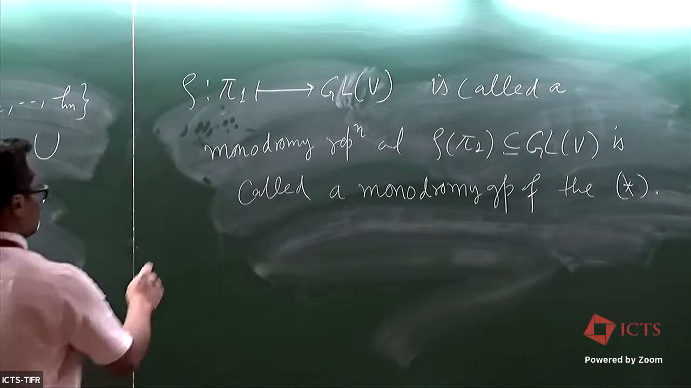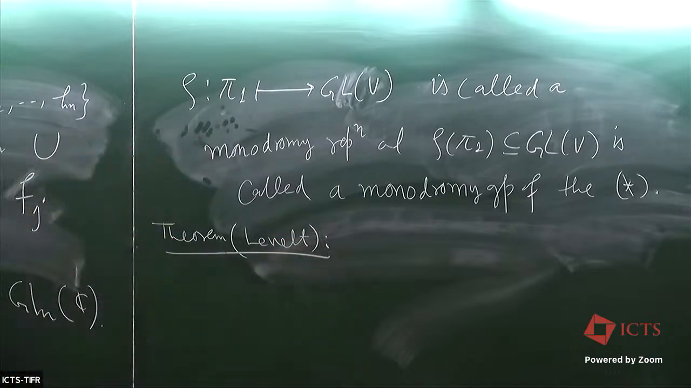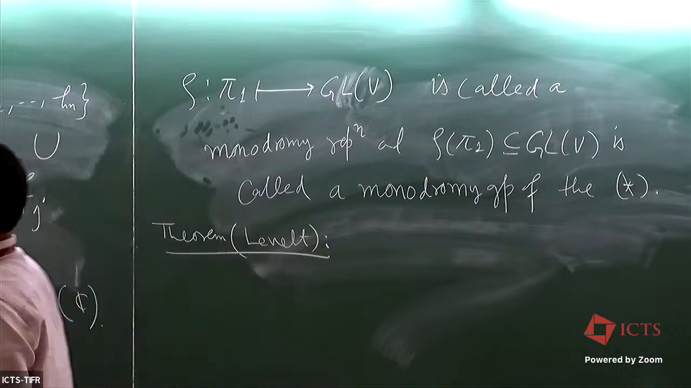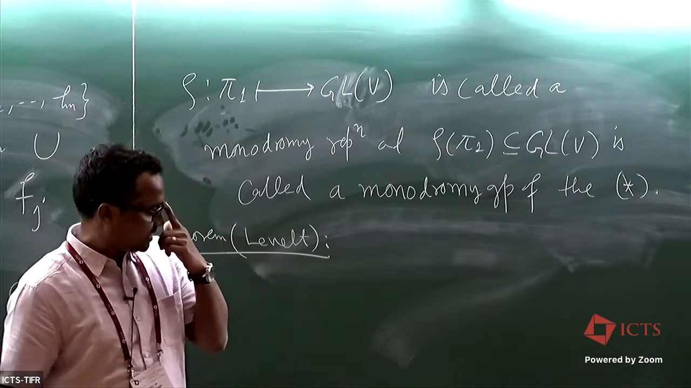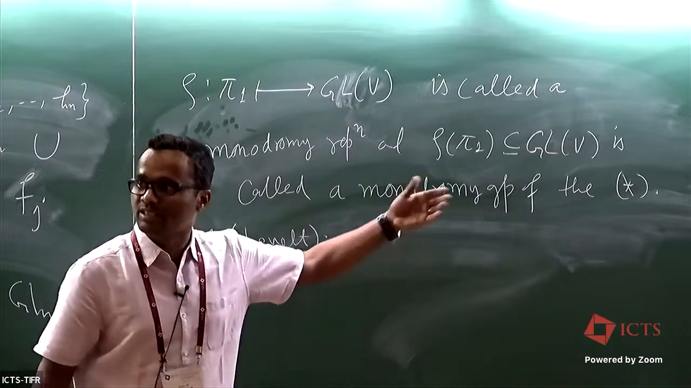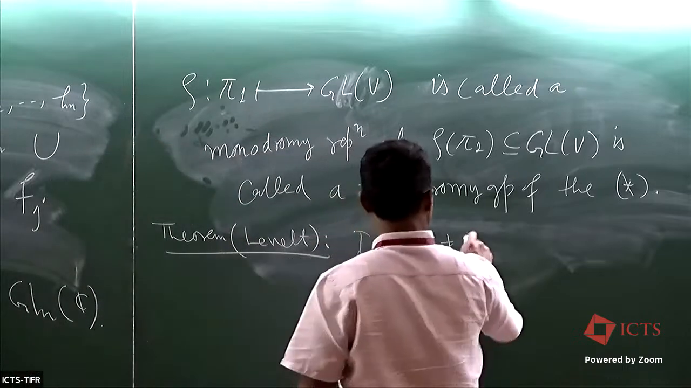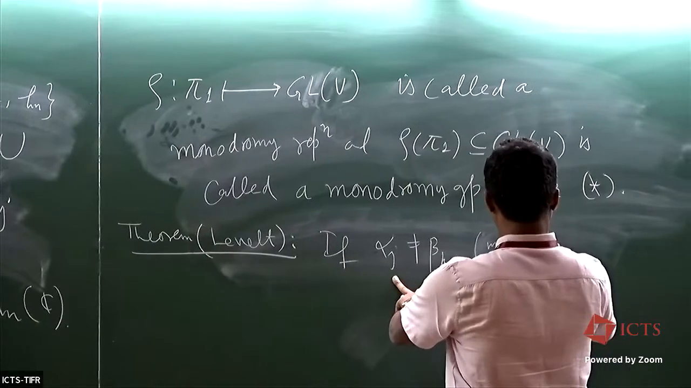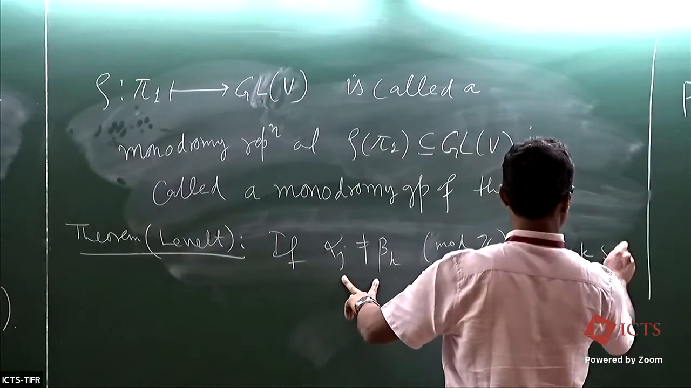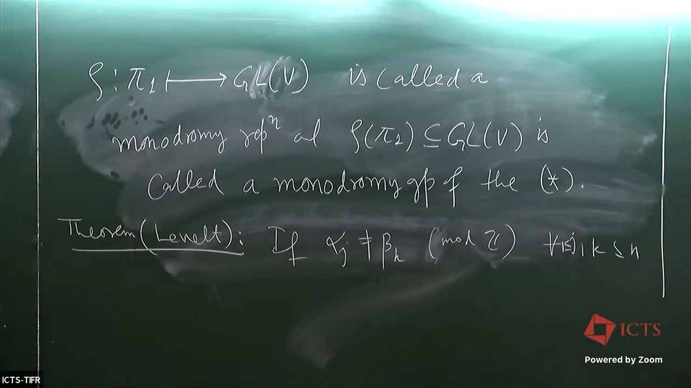So now there is a theorem by Liouville, which actually classifies all the monodromy groups of the hypergeometric equation in the case where alpha and beta are distinct modulo integers. So I'll just state it. If alpha j is not equal to beta k mod Z for all j, k between 1 and n, remember alpha and beta I had used to define this operator D alpha beta.